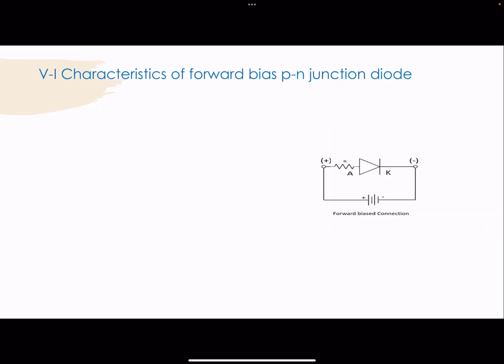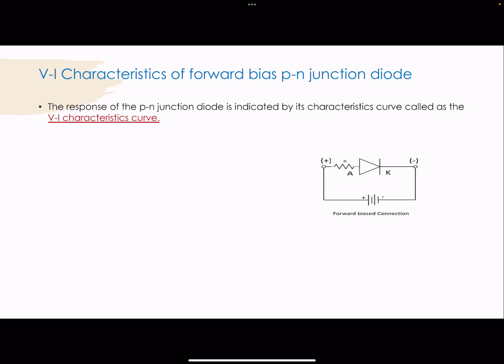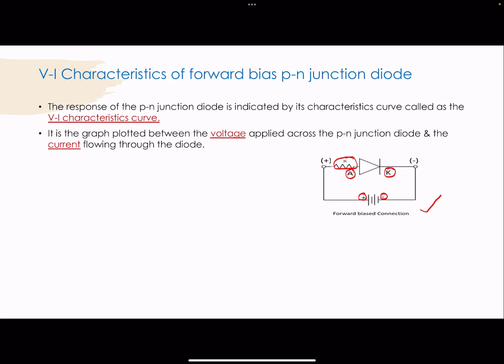Now let us see how to plot the VI characteristics of the forward bias PN junction diode. The response of the PN junction diode is indicated by its characteristics curve, which is called the VI characteristics curve. So this is our forward bias PN junction diode, in which the positive terminal of the battery is connected to the anode terminal and the negative terminal of the battery is connected to the cathode terminal of the PN junction diode, and this is the current limiting resistor. The VI characteristics curve is a graph plotted between the voltage applied across the PN junction diode and the current flowing through the diode.